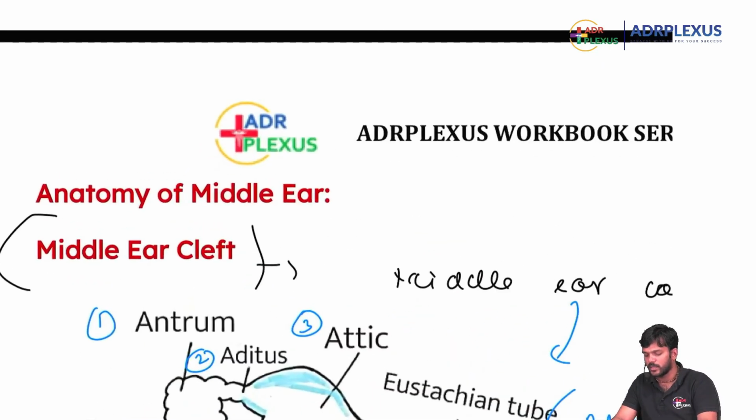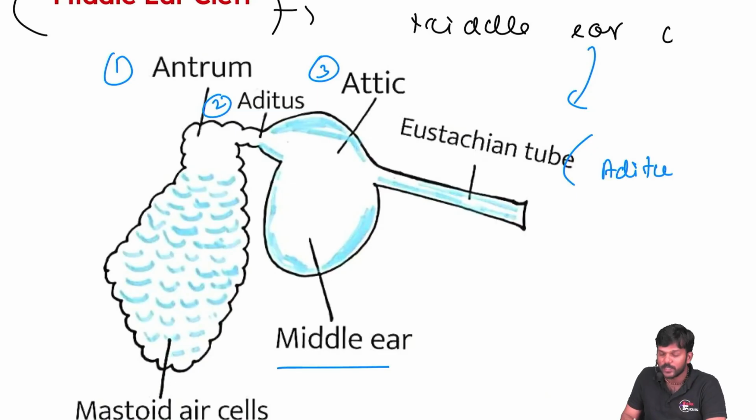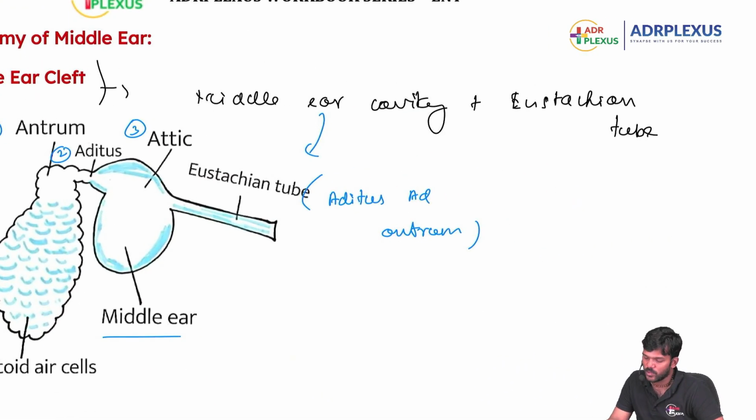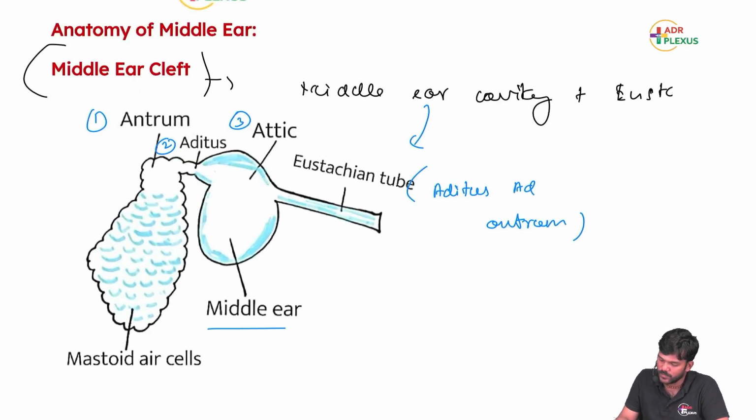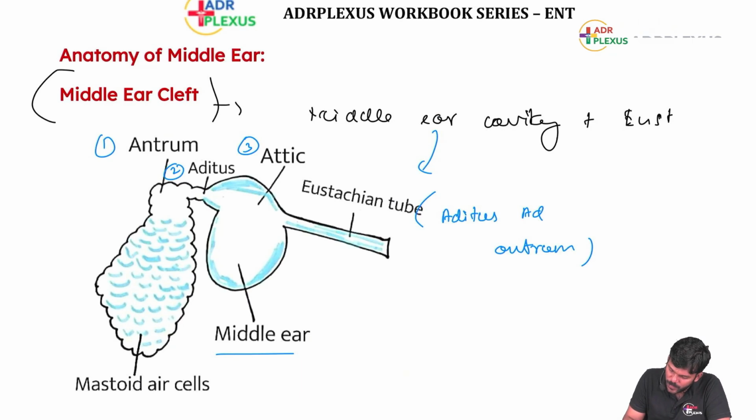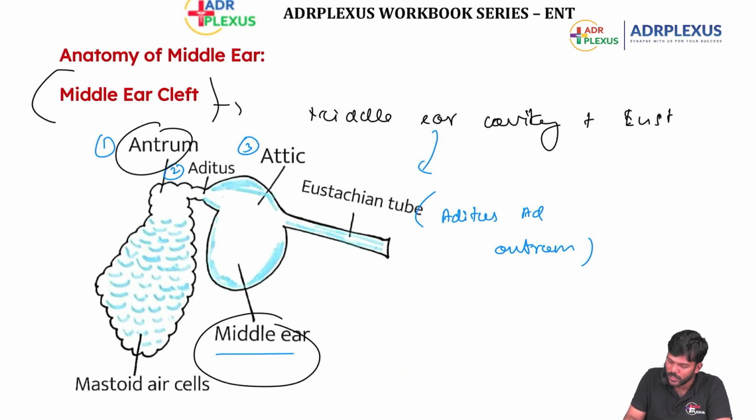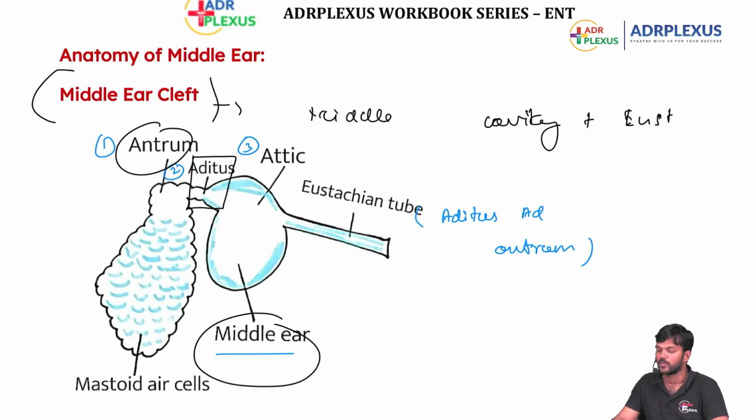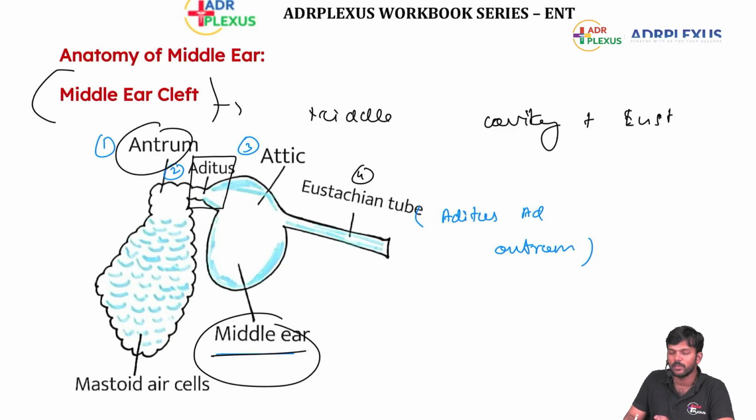I'll tell you how. You just see, this is the middle ear cavity. This is the mastoid antrum. The middle ear cavity and mastoid antrum are connected by a small constricted structure called the aditus ad antrum. So what are the structures which form part of the middle ear cleft? Number 1 is the antrum, number 2 is the aditus, number 3 is the attic, number 4 is the eustachian tube. All these structures are together called the middle ear cleft, whereas the middle ear cavity is only the middle ear cavity.